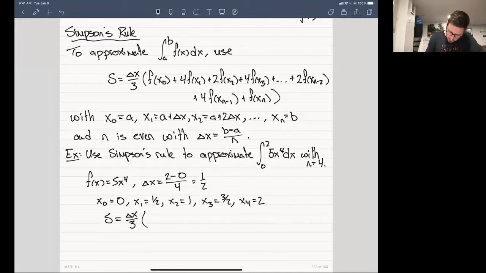So Simpson's rule tells me I get delta x over 3, and then let's start plugging in the values. So, f of x0 plus 4 f of x1 plus 2 f of x2 plus 4 f of x3. So the odd numbered ones get a 4 in front of them, plus f of x4.